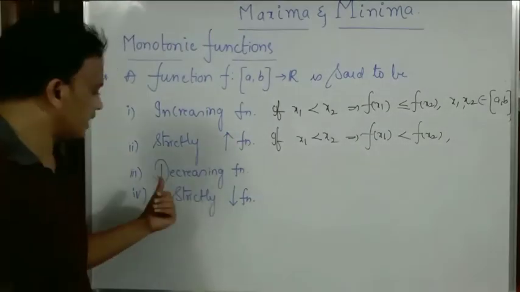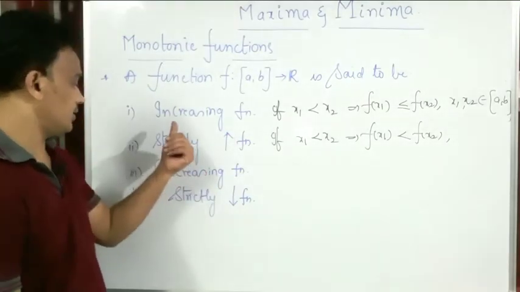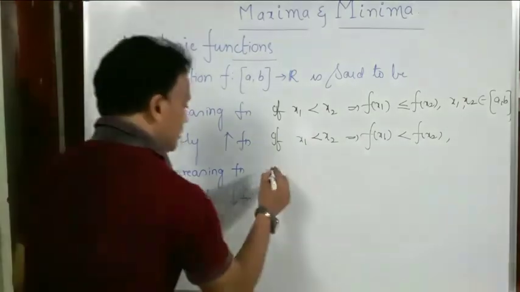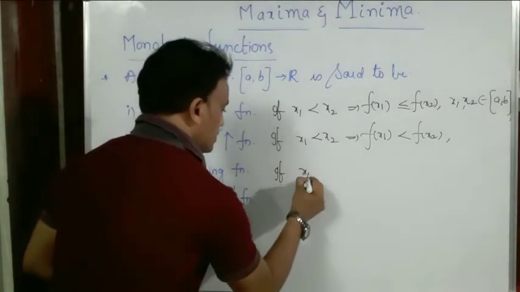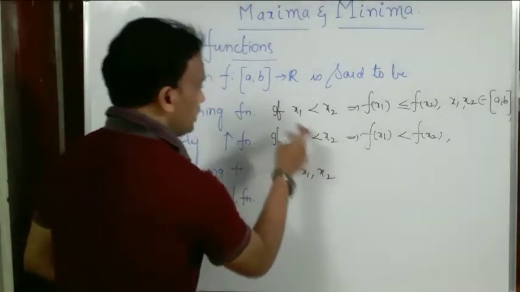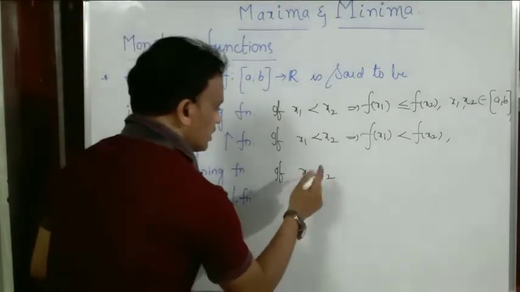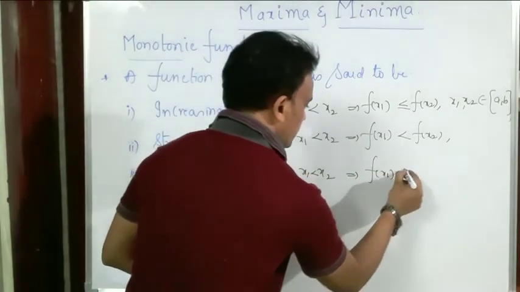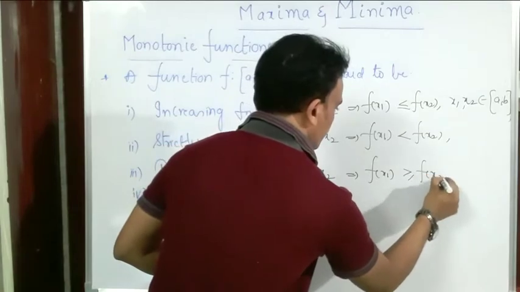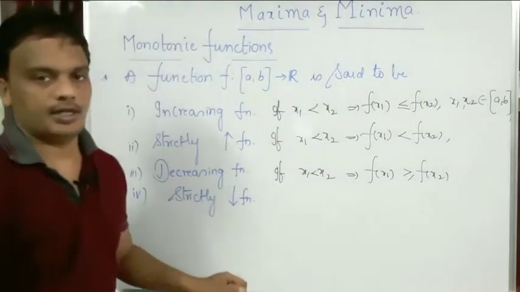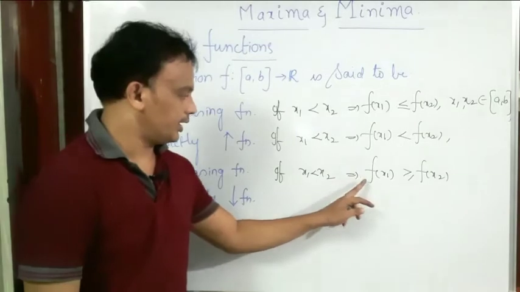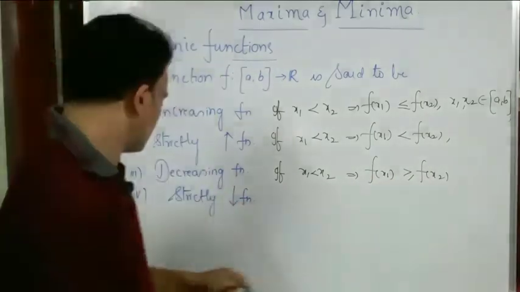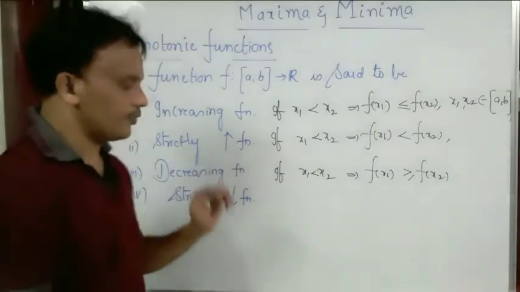When coming to the decreasing function, what is that? The function is said to be monotonically decreasing if x1 and x2 are any two numbers from the domain, and if x1 is less than x2, then f of x1 is greater than or equal to f of x2. Then I can say the function is monotonically decreasing.